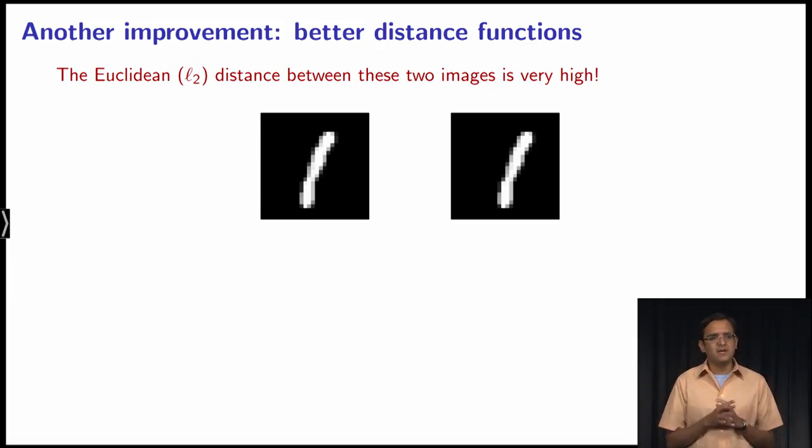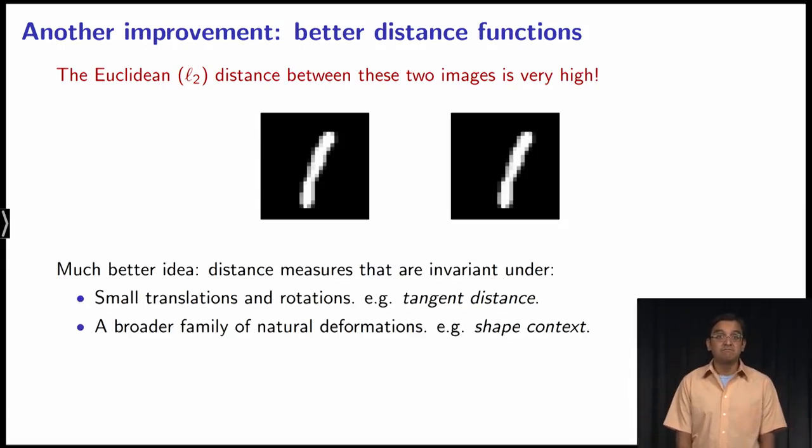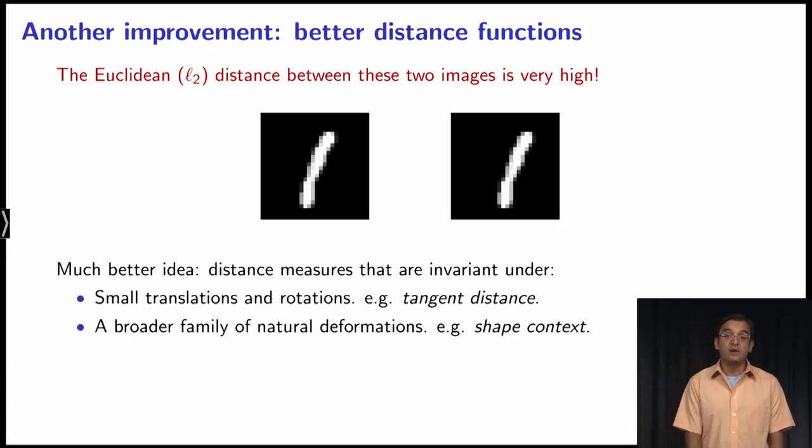We'd like a distance function which doesn't change if you take one of the images and translate it slightly or rotate it slightly. And people have looked into this and have come up with such a distance function called tangent distance. Even better would be a distance function that is invariant under an even larger family of deformations, not just small translations and rotations, but maybe, for example, taking a line and making it slightly curved. One example of such a distance function is called shape context.